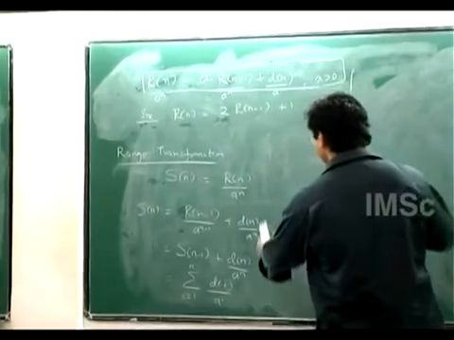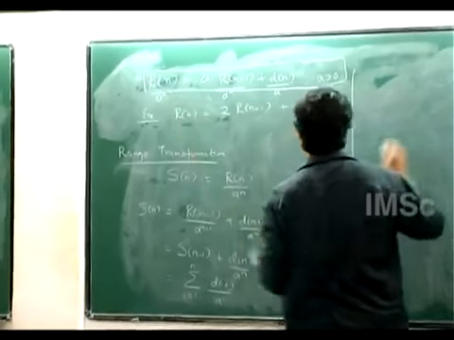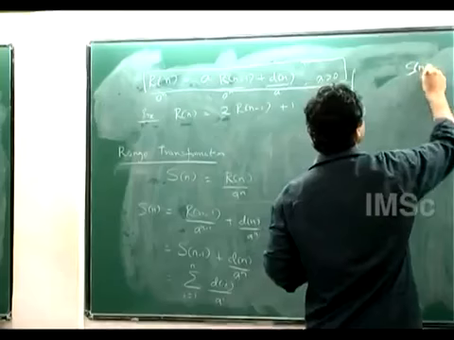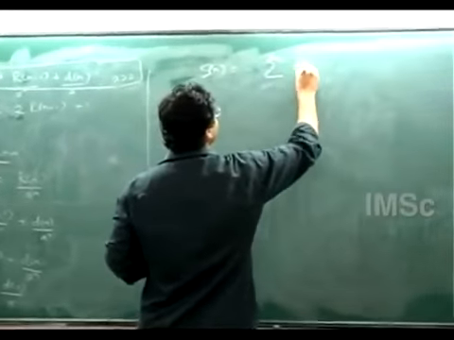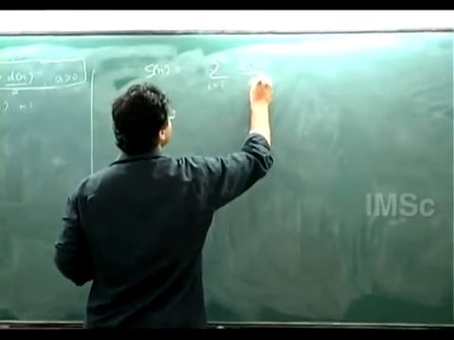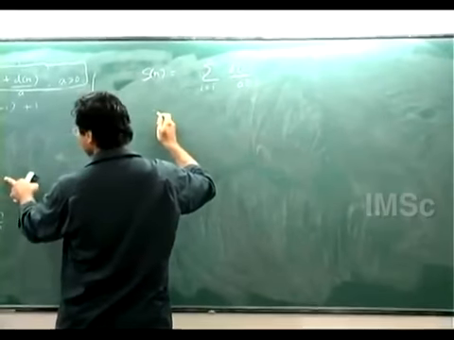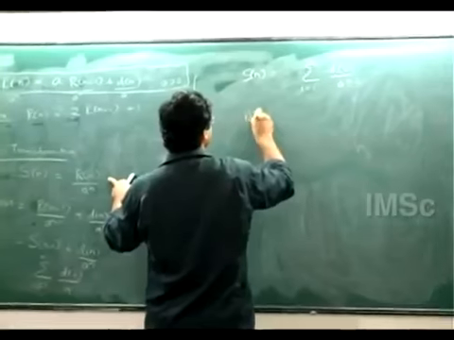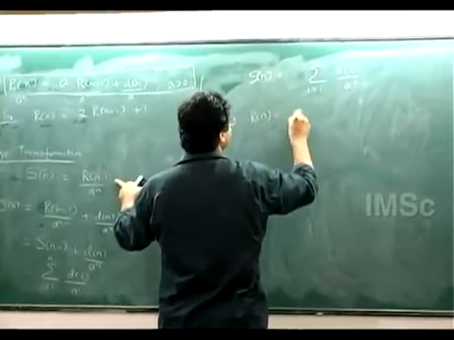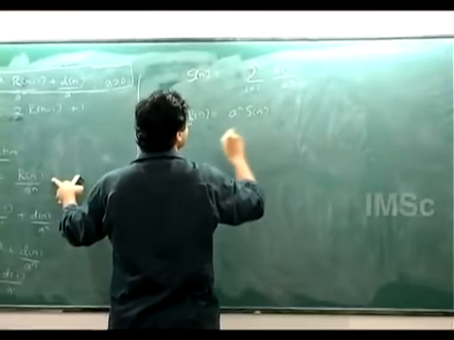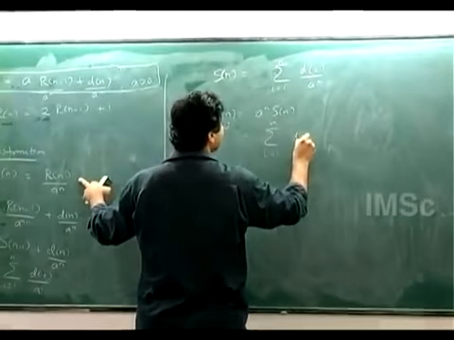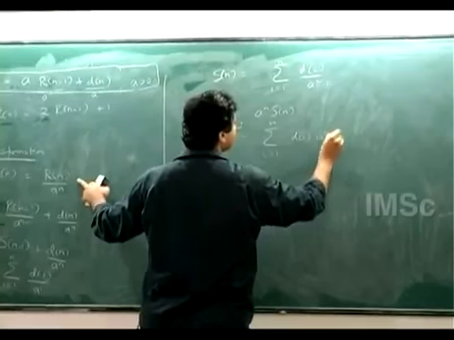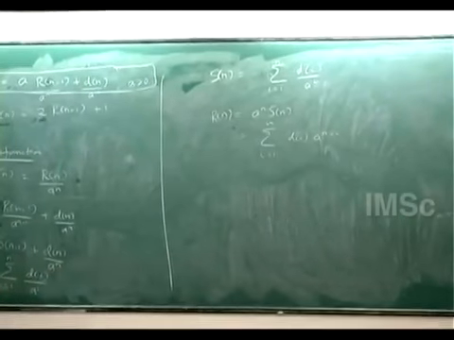Now, I want the solution for R of n. I know that S of n is the sum for i from 1 to n of d i over a raised to i. So from the definition, I get that R of n is a raised to n times S of n, which is just the sum of d i times a raised to n minus i.